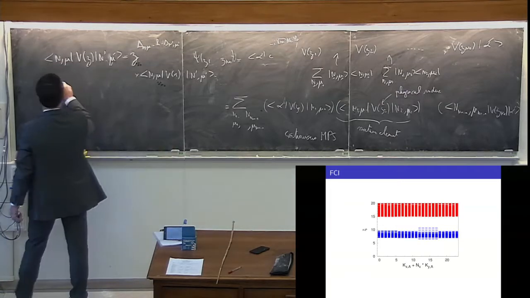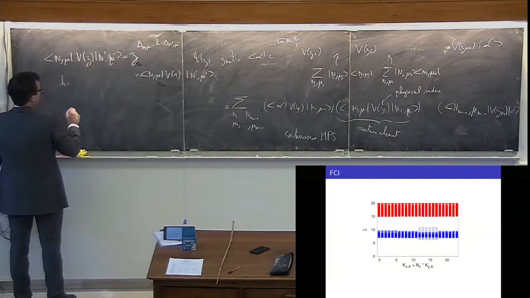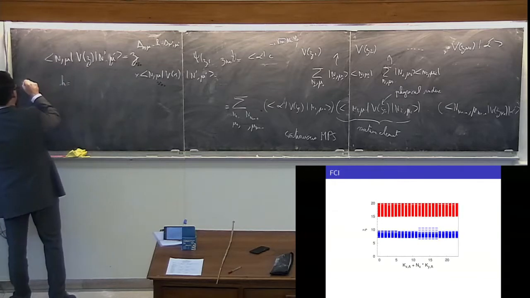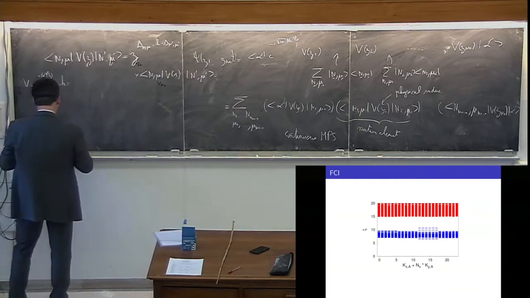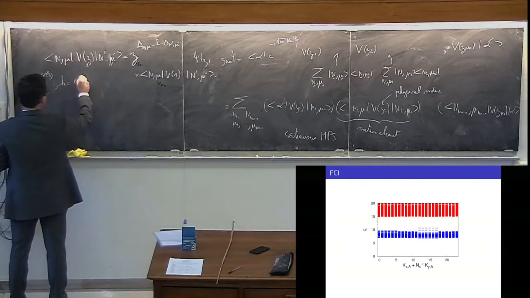For the vertex operator, h, if you have a vertex operator like e^{i q phi(z)}, the conformal dimension is q squared over 2.